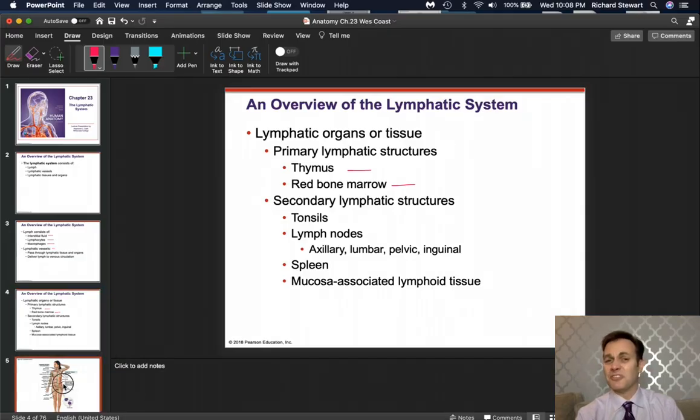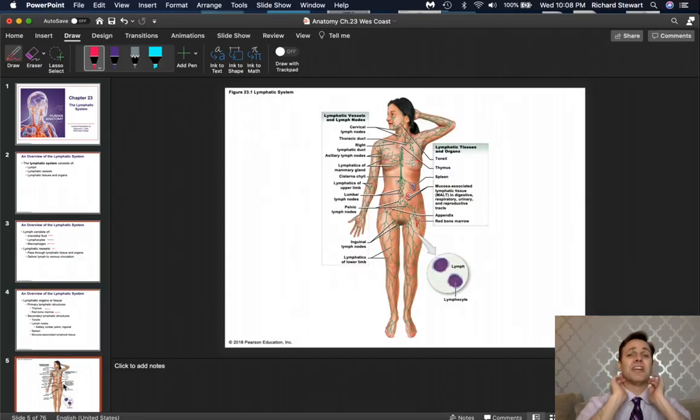Lymph nodes get swollen when you're sick. That's why doctors feel your neck and everything. They're feeling for lymph nodes to see if they are inflamed because a battle is going on between a pathogen and white blood cells to keep you nice and healthy. So as you can see right here, all the green is lymphatic vessels.